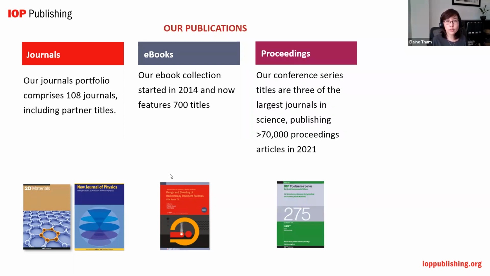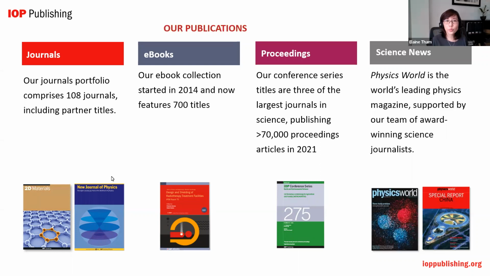We also have 3 conference proceeding series that are the largest journals in science, collectively publishing over 70,000 proceedings articles last year. And we are extremely proud of our science news program, which is a key part of our mission to communicate world-class research and innovation to the widest possible audience.